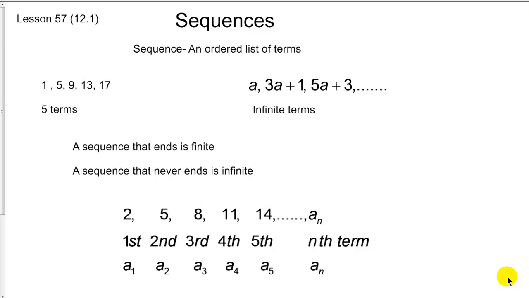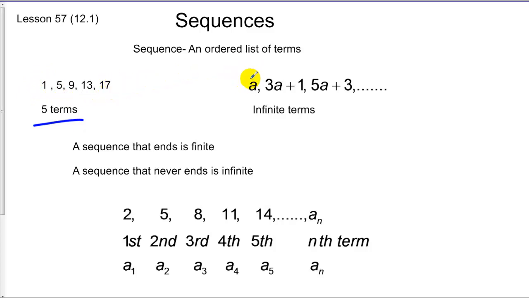I'm going to move to a new chapter today on sequences and series. A sequence is basically just an ordered list of terms, so you'll see I have a couple listed below. First one, 1, 5, 9, 13, 17, has 5 terms in it, and you'll see there's kind of an order of an adding of 4.